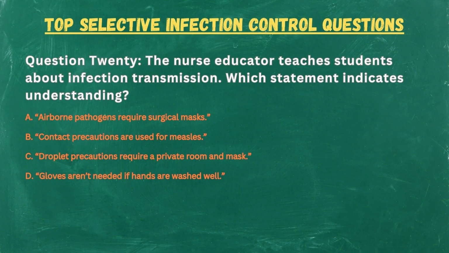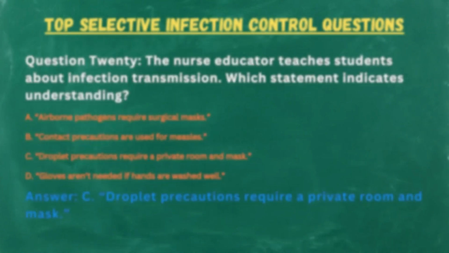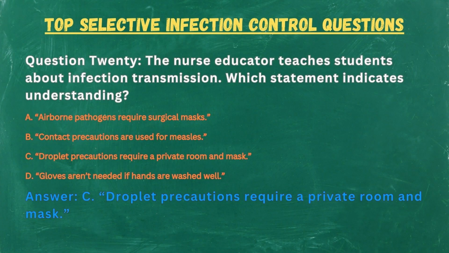Question 20. The nurse educator teaches students about infection transmission. Which statement indicates understanding? A. Airborne pathogens require surgical masks. B. Contact precautions are used for measles. C. Droplet precautions require a private room and mask. D. Gloves aren't needed if hands are washed well. Answer. C. Droplet precautions require a private room and mask.